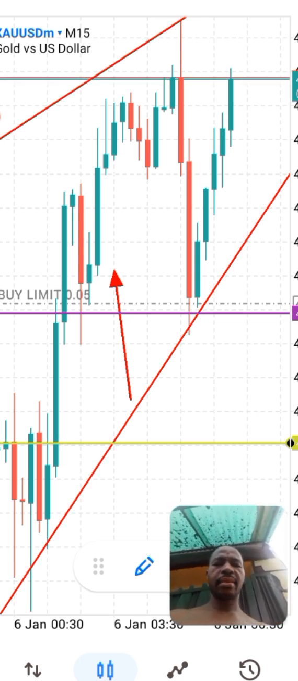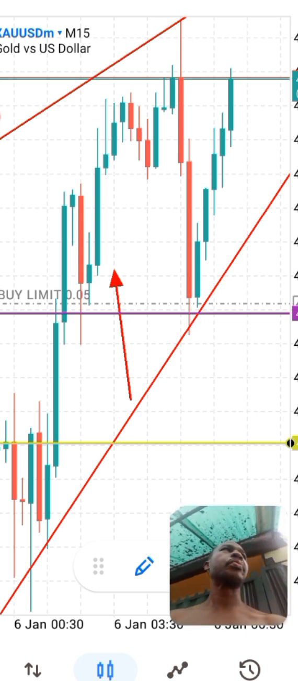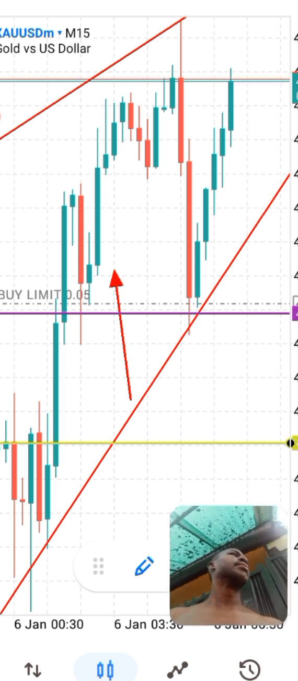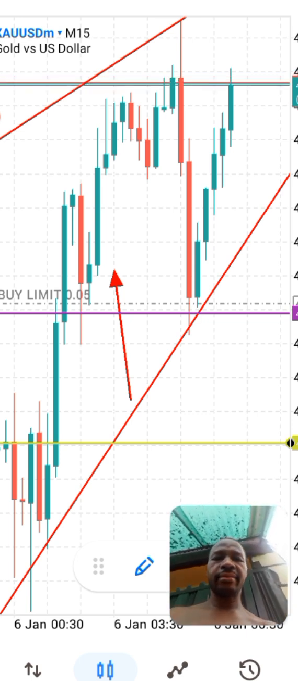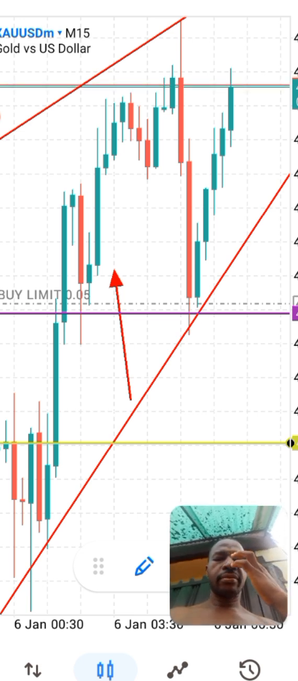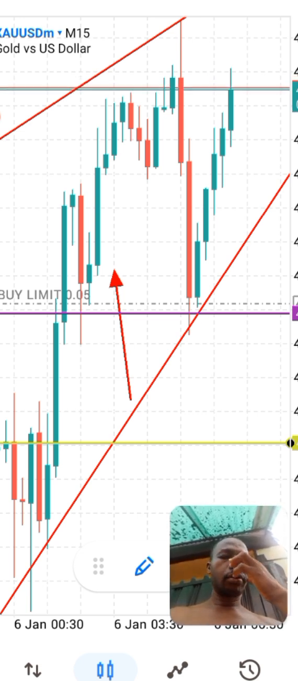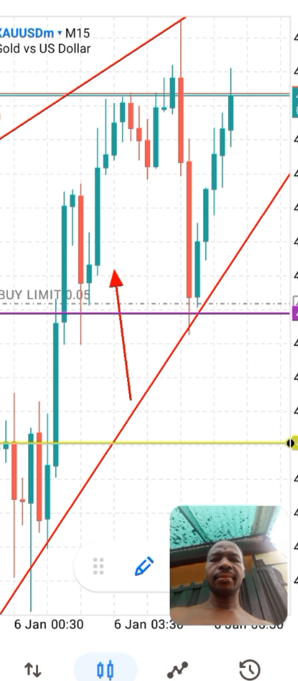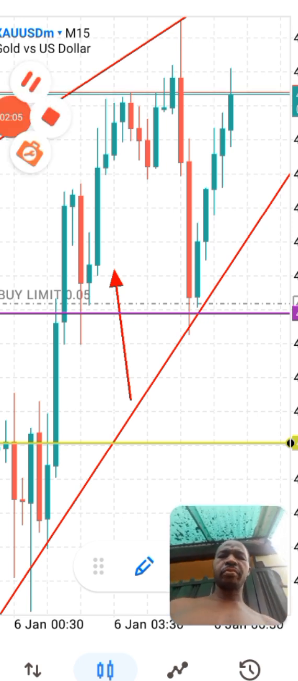So if you're on this trade now, I'm expecting that you close by now, because it's going to reverse very soon. Your TP2 should be closed by now.